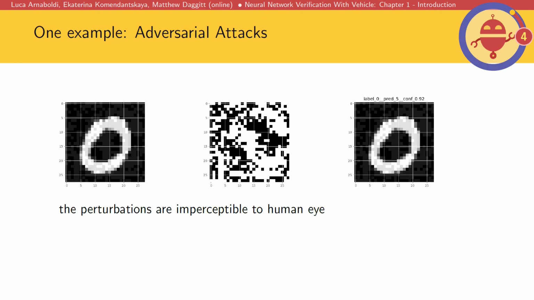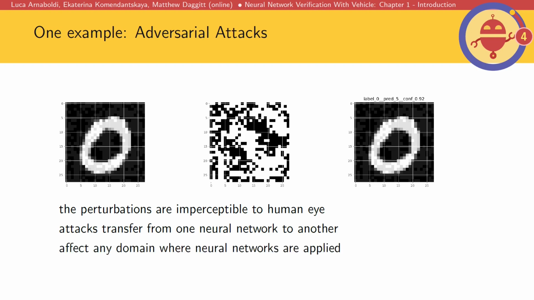But anyway, there is more bad news about this. The perturbations are usually imperceptible to the human eye. So if you implement it on some kind of device, you wouldn't even know that something goes wrong. Attacks transfer from one neural network to another. So if I found this 0 on the right that can make my neural network vulnerable, with high probability I will be able to attack your neural network with the same image. And you could say maybe it's only for images, but they literally affect any area where you apply neural networks. You may be recognizing natural language or other kinds of inputs. You will always be able to craft some kind of adversarial example.